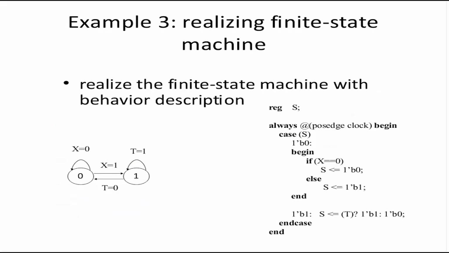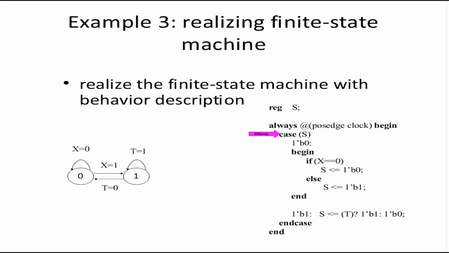This is an example of a finite state machine. In this case, the register S here is the state. When S is 0 and X is 0, S stays 0. When X is 1, it goes to the next state. When X is 0, it goes again to the 0 state. When X is 1, it remains 1. So the code is like this. We define register S. It works always at the clock.